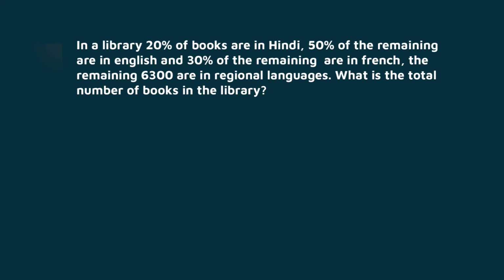In a library, 20% of the books are in Hindi, 50% of the remaining are in English and 30% of the remaining are in French. The remaining 6300 books are in regional languages. What is the total number of books in the library?